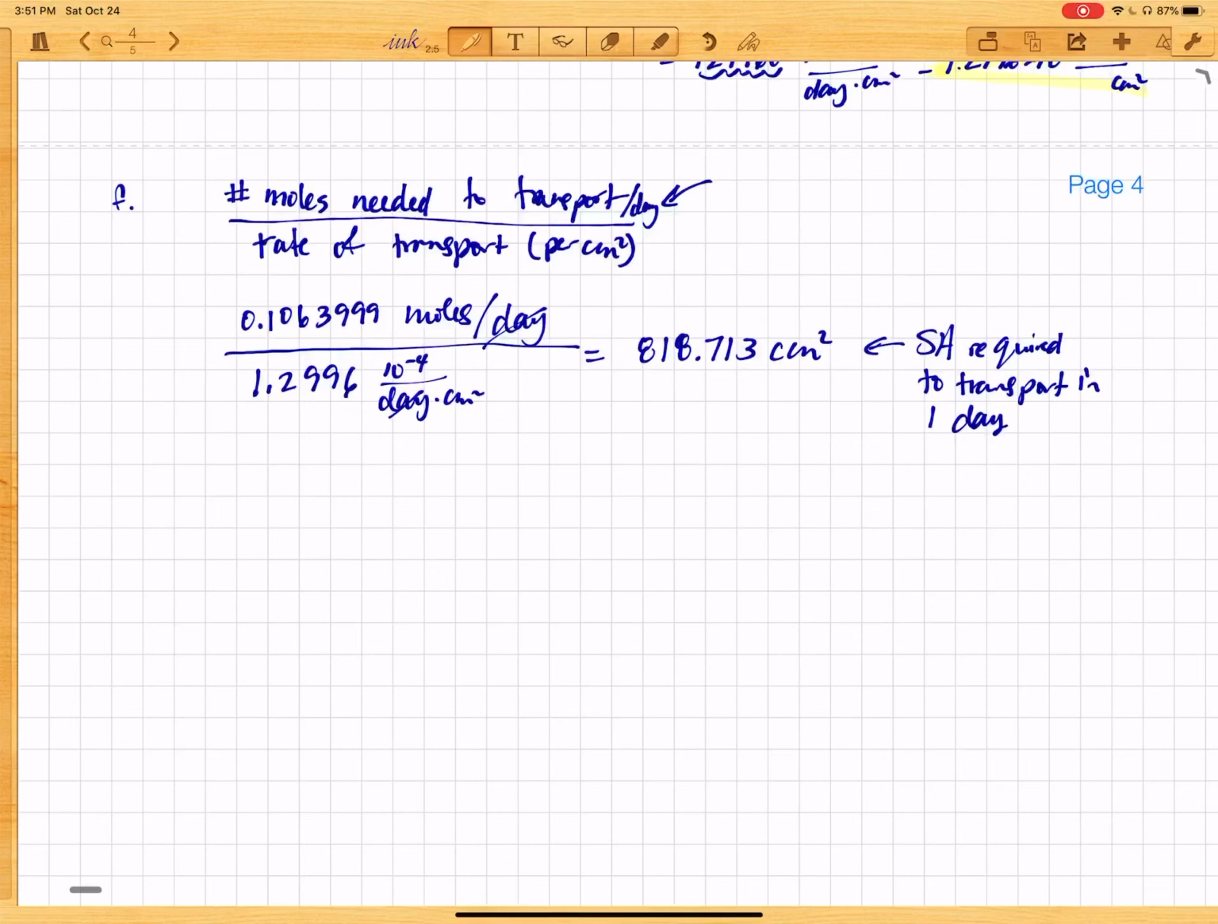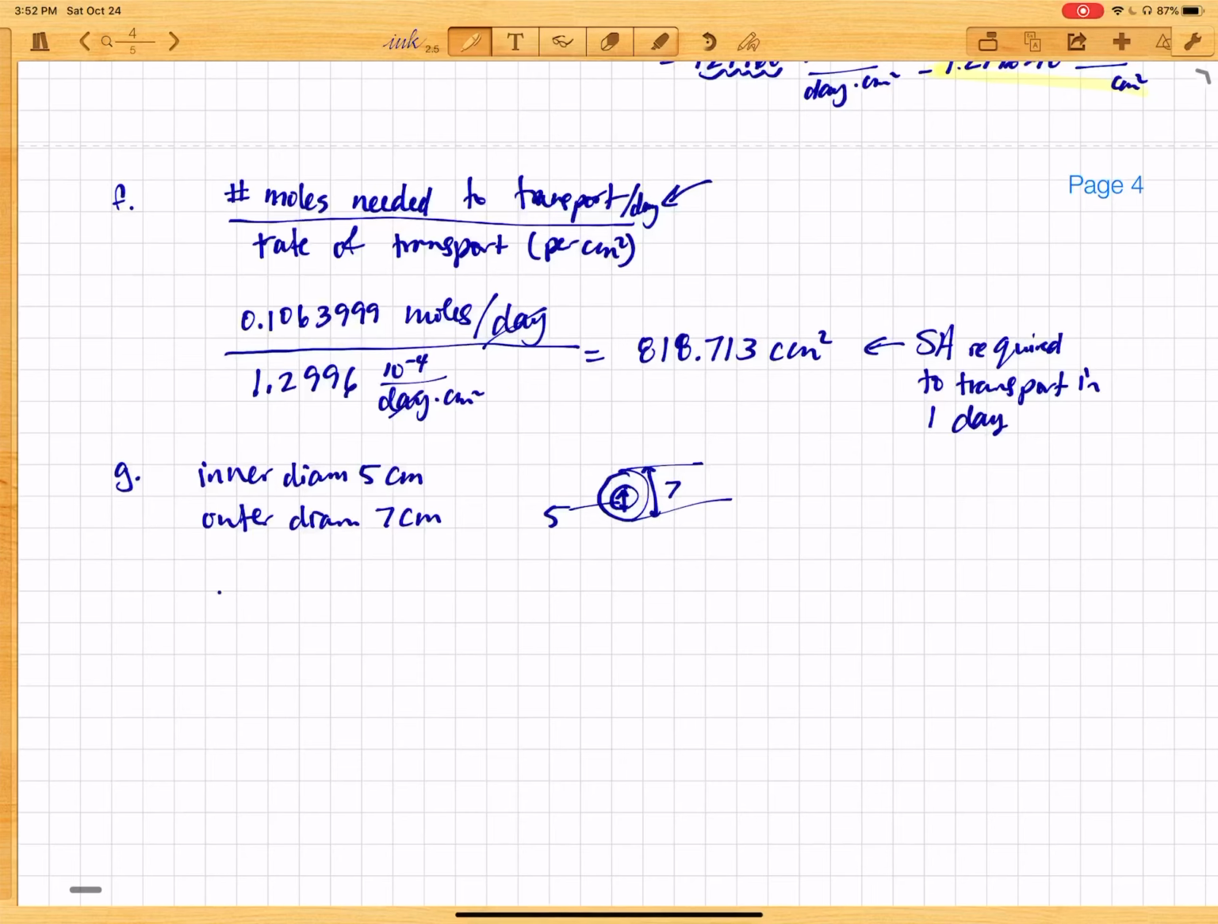So if we assume that the intestine has an inner diameter of 5 centimeters and an outer diameter of 7 centimeters, that means it's like this. This inner diameter is 5 and the outer diameter is 7. Calculate the length of the intestine in meters that we need for this surface area.